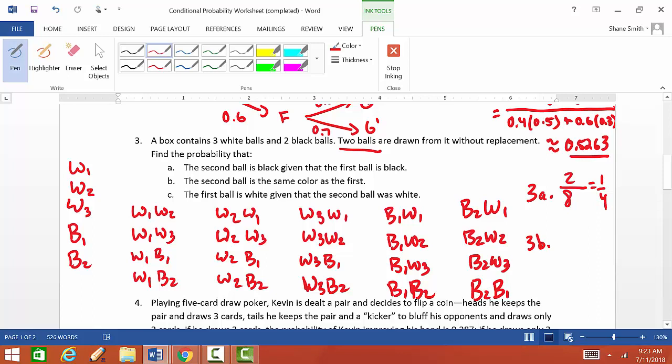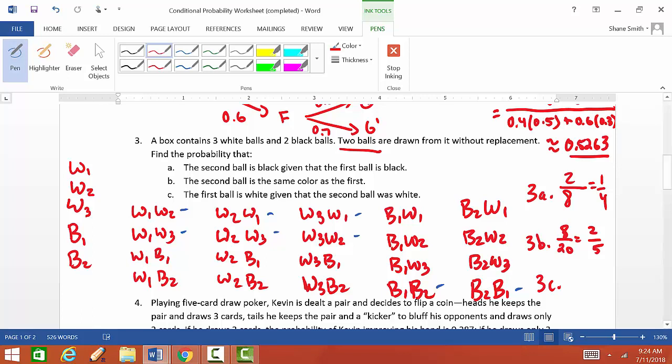3B. The second ball is the same color as the first. There's no given here, so we have 20 possibilities. How many have the second ball the same color as the first? 1, 2, 3, 4, 5, 6. Just realized you can't see my mark. So 1, 2, 3, 4, 5, 6, 7, 8 out of 20, which simplifies to 2/5.